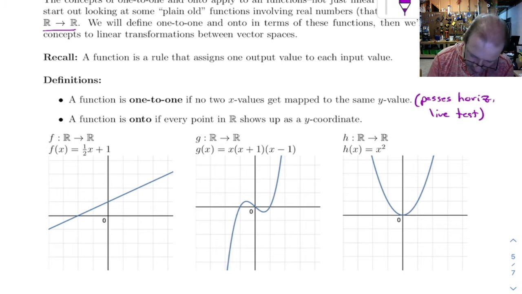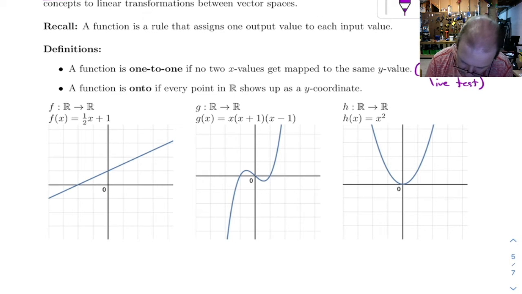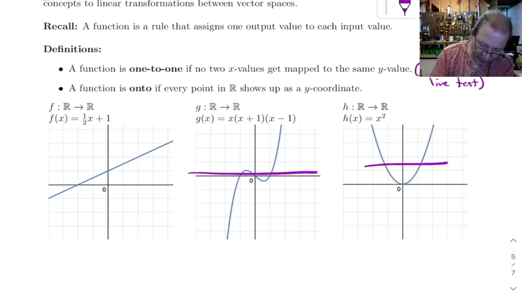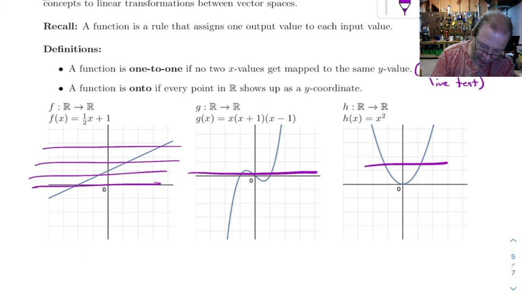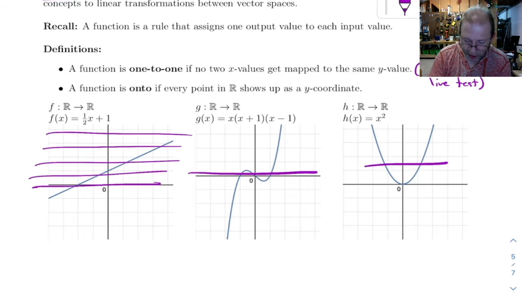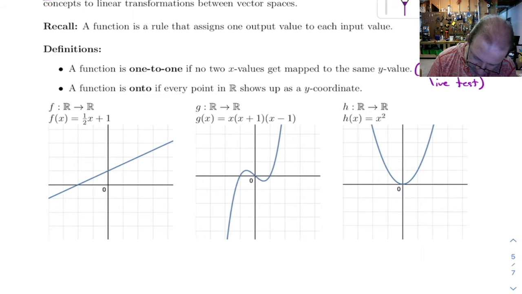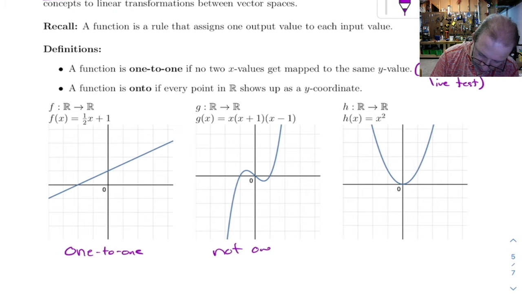So for instance, these three functions that I've got drawn here, this one is not one-to-one, and this one is not one-to-one. But this one over here is, because any line you draw through here is going to hit it in exactly one place. So this is one-to-one. This is not one-to-one. This one is not one-to-one.